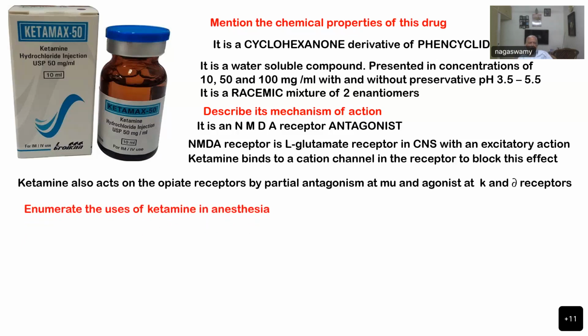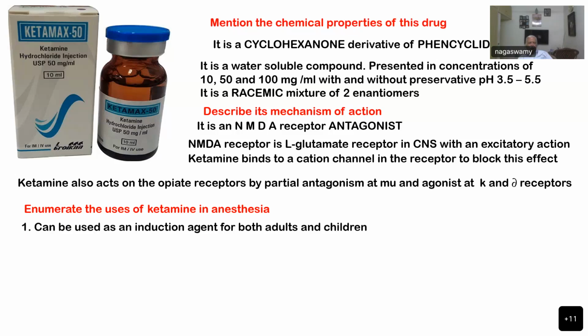Enumerate the uses of ketamine in anesthesia. Analgesia, neuraxial, induction, for anesthesia, sedation. Induction, it can be used for induction. IV sedation, very good. Analgesia, it can be used as a single dose in pediatric patients, very good. For bronchodilation during intraoperative bronchospasm, very good. Non-responsive to conventional methods, you can use that as a bronchodilator.